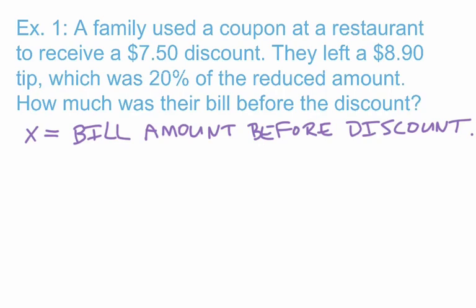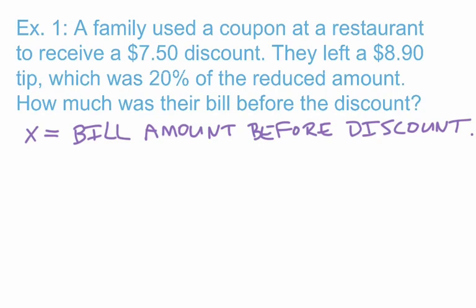So let's talk through what's happening in this problem. The family gets a bill, they then give the waitress a coupon, and the waitress takes the bill back to the register, deducts $7.50 off the cost of the total bill, and brings it back to the family. The family looks at the new amount and leaves 20% of that new amount as their tip. That 20% of the reduced amount is going to be $8.90. It's a lot to keep track of, but we have to think: 20% of the reduced bill is going to be equal to $8.90.